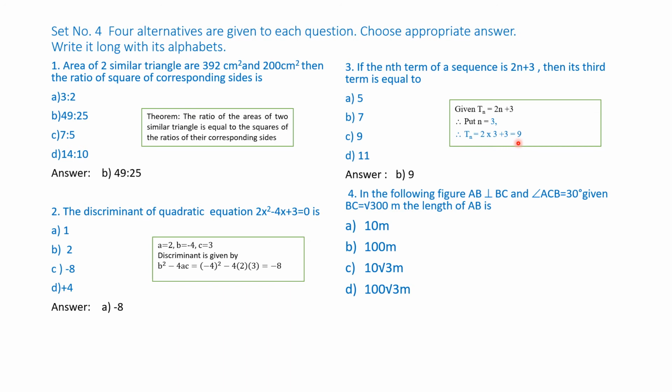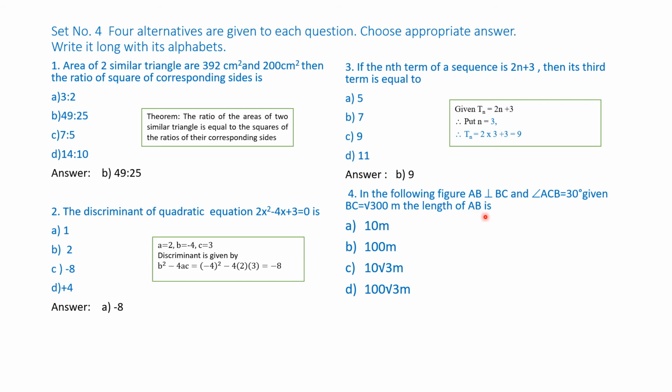Question number 4. In the following figure, AB is perpendicular to BC and angle ACB equal 30 degrees. Given BC is equal to root 300 meters, the length of AB is option A 10 meters, option B 100 meters, option C 10 root 3 meters, and option D 100 root 3 meters. So it is a right angle triangle and angle is 30 degrees and BC is given, and we have to find the length of AB.